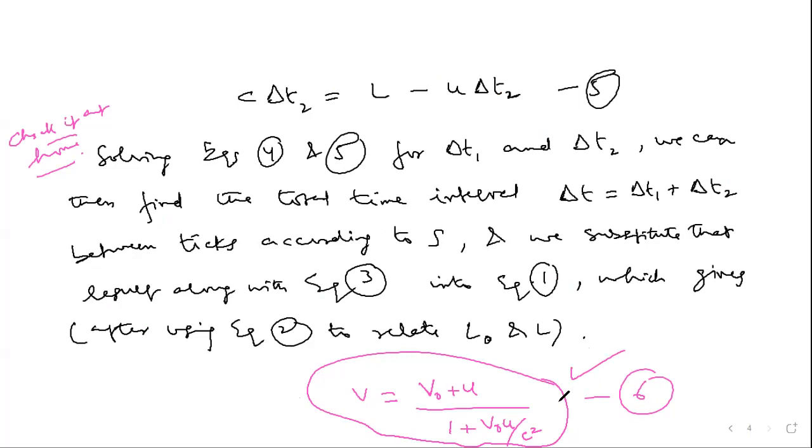V is equal to V naught plus U over 1 plus V naught U over C square. What is V? It is the velocity of the particle as measured by observer S. What is V naught? Velocity of the particle measured by observer S prime. U is the relative velocity of the observer S prime with respect to S. C is the speed of light. So this equation 6 gives one form of the velocity addition law consistent with Einstein's postulates. Here we are concerned only with adding velocities that are along the direction of relative motion, right?